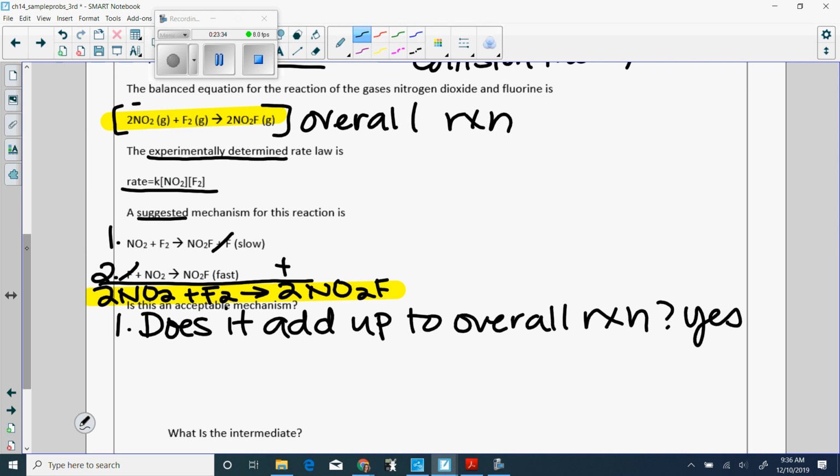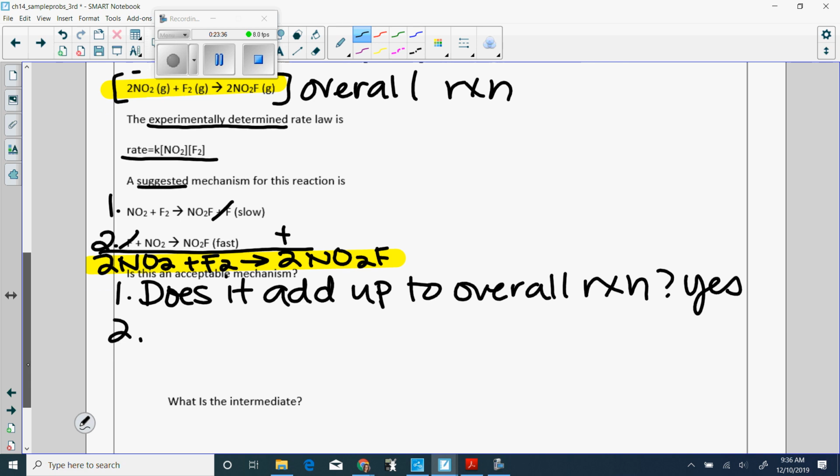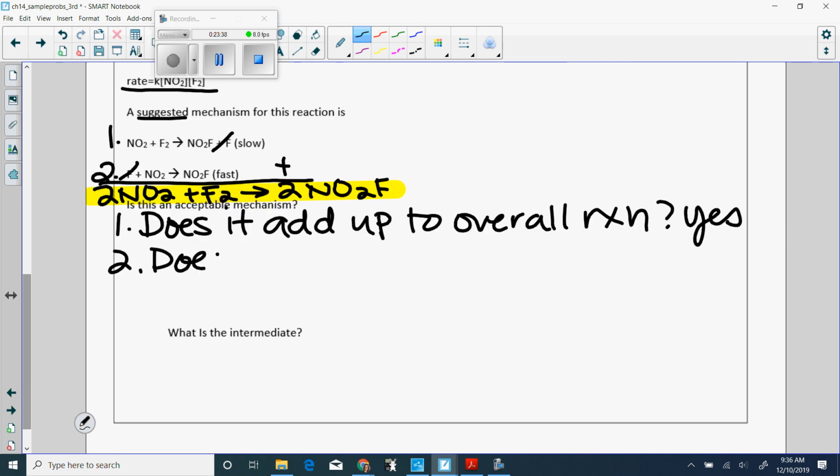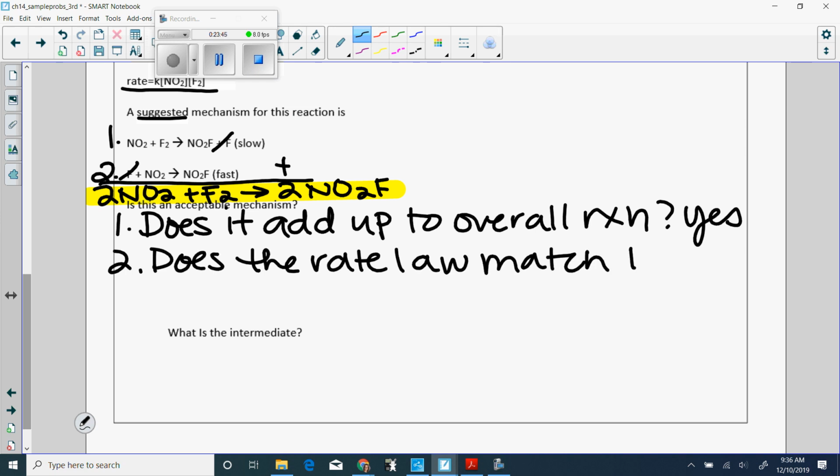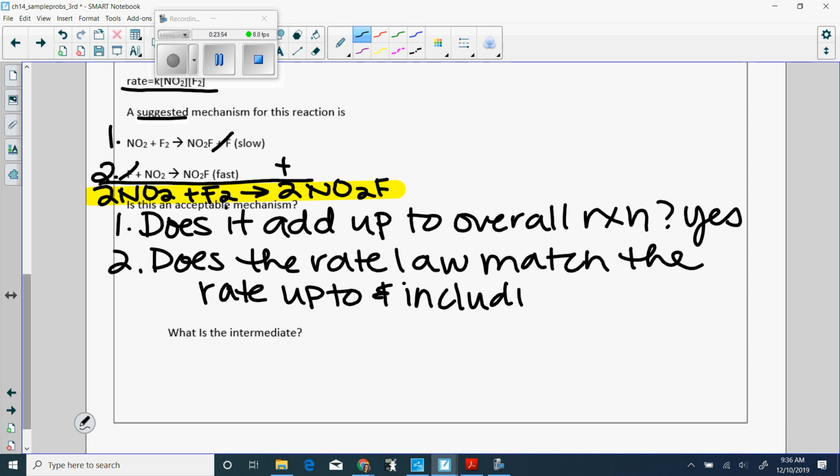So only have the 2. Does the rate law match the rate up to and including the slow step? I'll show you what that means. Does the rate law match up to and including the slow step?